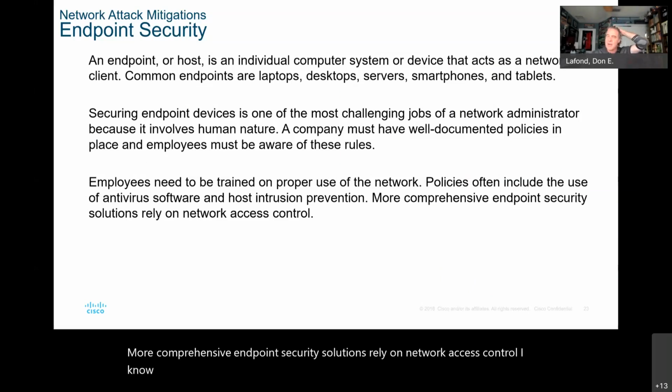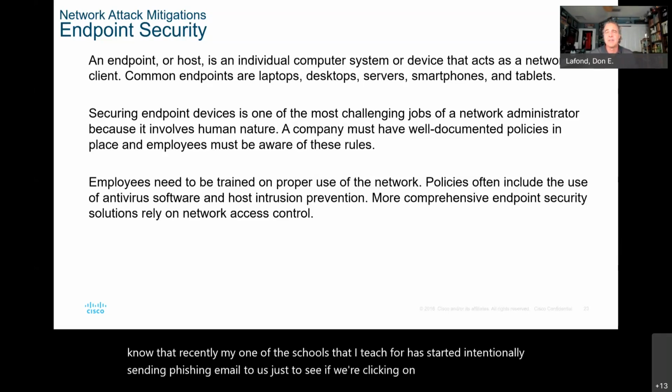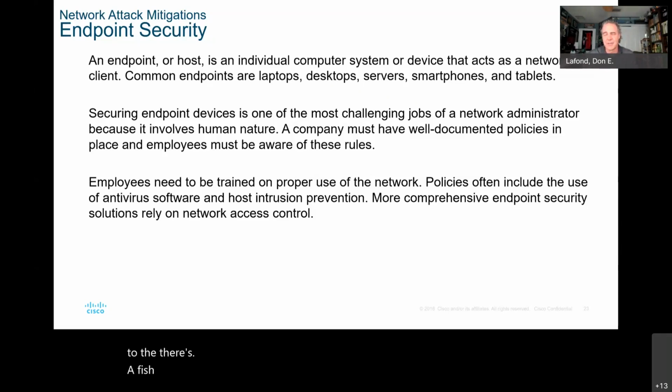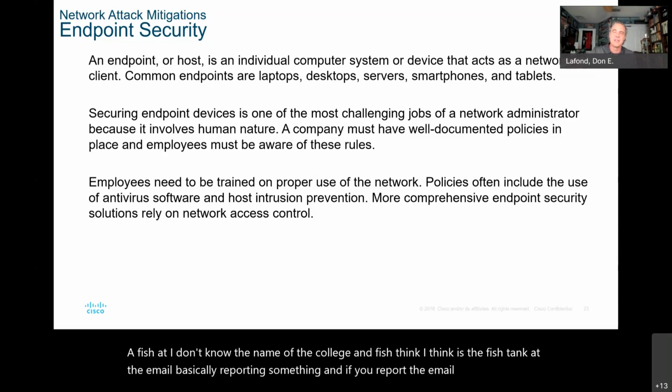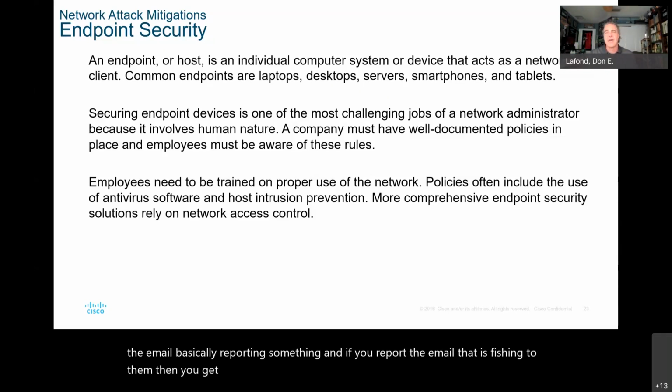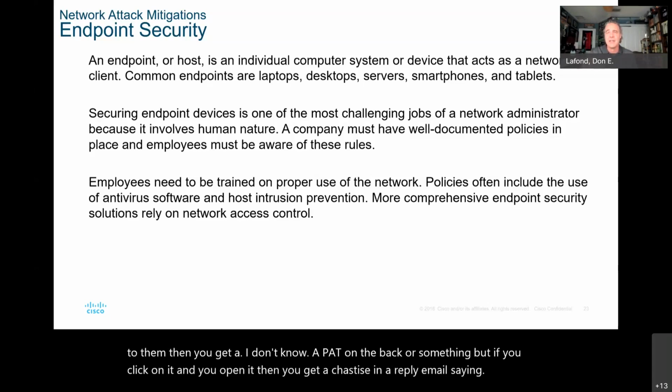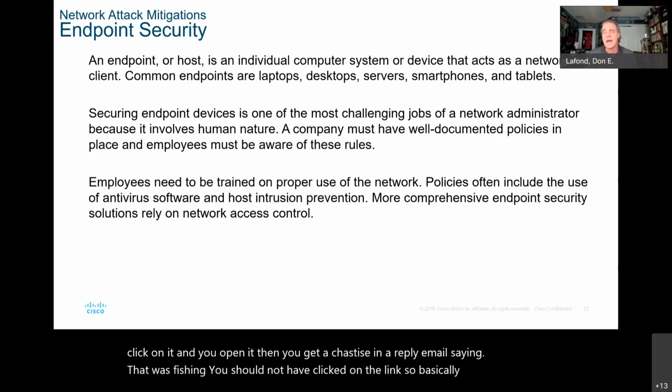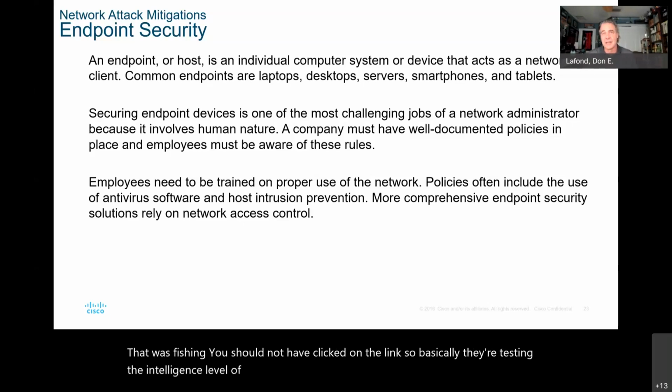I know that recently, one of the schools that I teach for has started intentionally sending phishing email to us just to see if we're clicking on it and if we forward it on to the phishing address, I don't know the name of the college, basically reporting it. And if you report the email that is phishing to them, then you get, I don't know, a pat on the back or something. But if you click on it and you open it, then you get chastised in a reply email saying that was phishing. You should not have clicked on the link. So basically, they're testing the intelligence level of the employees at the college.